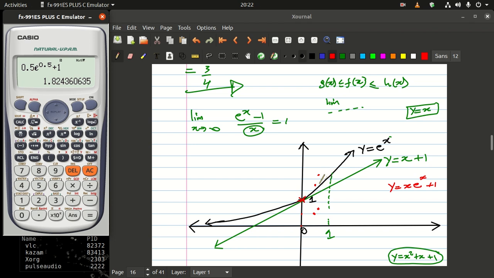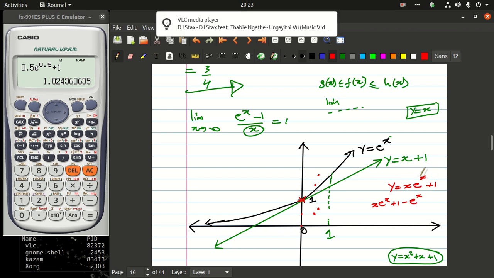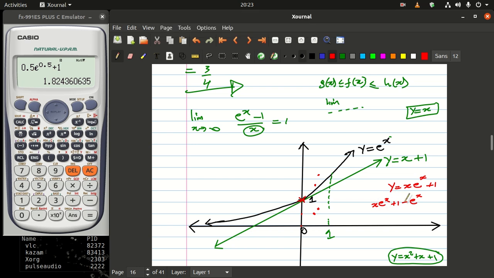Another way to look into this, if you don't like it, is to look at this function here: I'm going to say x times e to the power x plus 1, and I'm going to subtract this value here. So I'm taking this function and subtracting that function from it. If the difference is positive, then it means that this function is bigger. So how do I end up doing this whole thing? I end up having e to the power x, and then inside here I have x minus 1, and then outside I have a plus 1.